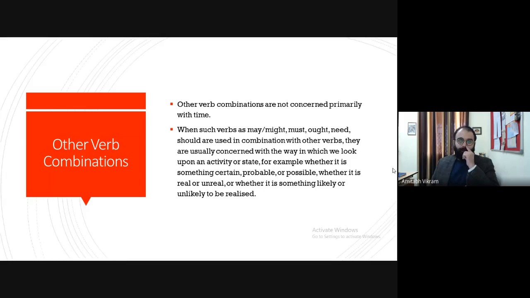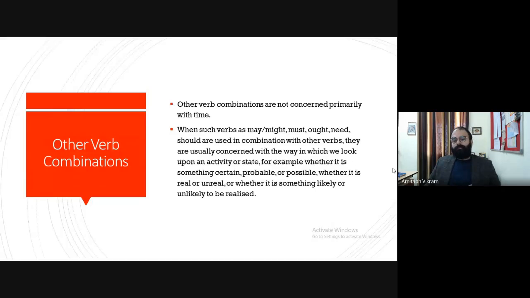So what other verb combinations are we talking about? We are talking about modal auxiliaries. When such verbs as may, might, must, ought to, need, should are used in combination with other verbs, they are usually concerned with the way in which we look upon an activity or state. For example, whether it is something certain, probable, or possible, whether it is real or unreal, or whether it is something likely or unlikely to be realized.